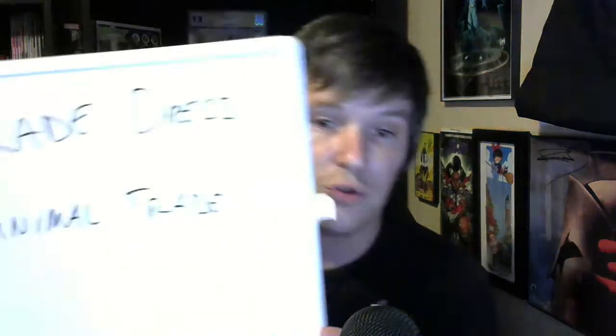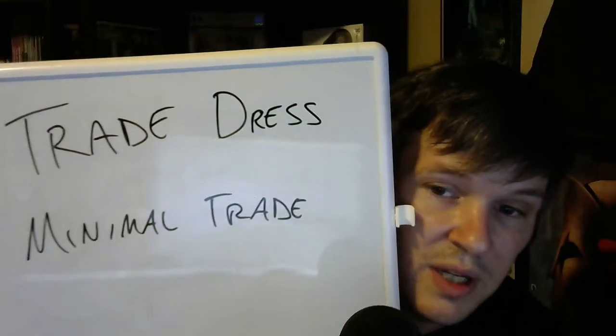There's also trade dress and minimal trade. Trade dress just means that it's the typical cover. It's going to show the entire logo. Let's just say Batman, it's going to say big bold across Batman issue 150, and then in the corner it'll say DC. It'll have the barcode, it'll have the issue number, it'll have all the information on it. It'll just be your standard type of cover.